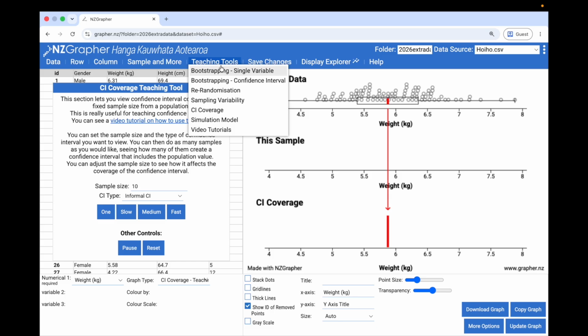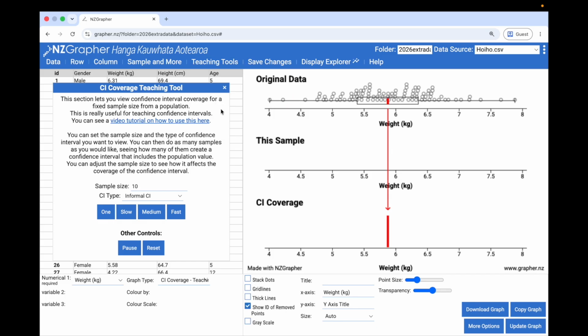Right. So the next one we're going to have a look at is the confidence interval coverage. So again, this is in the teaching tools and CI coverage. This is probably the next logical step up in terms of where kids are at. So the sampling variability you can do from quite young. The confidence interval coverage teaching tool is more looking at the confidence intervals that we built for year 12.